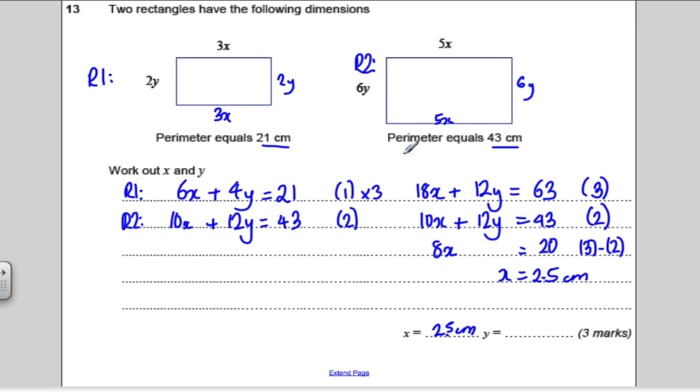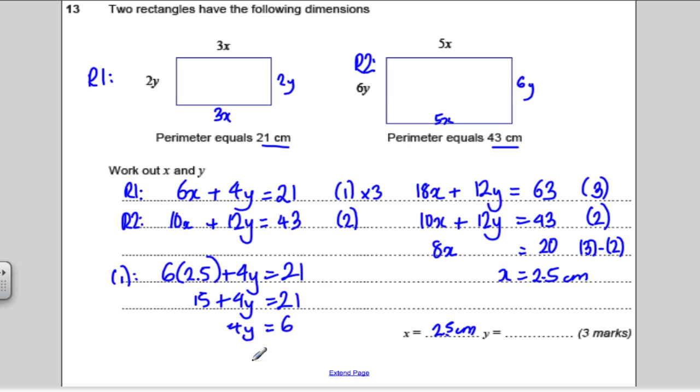And to find y, you substitute back in one of the equations. So let's say equation 1. You put x back in, so 6 times 2.5 plus 4 times y is 21. 6 times 2.5 is 15. So 15 plus 4y is 21. So to get y, you take 15 off both sides. So 4y must equal 6. And y must be 6 divided by 4, which is 1.5. And I would encourage you in the exam to check that putting these values in does work, and in fact it does.